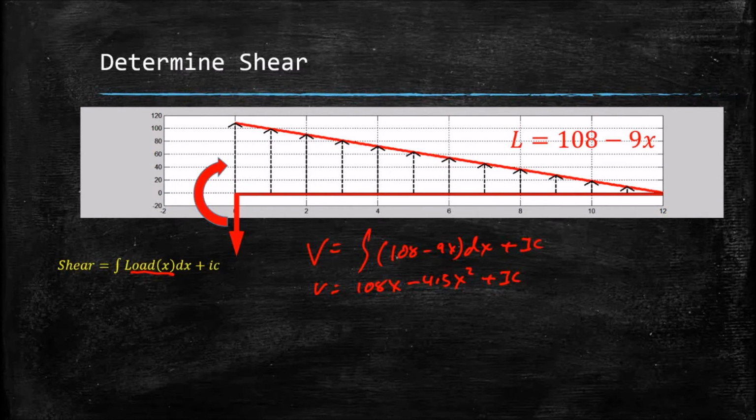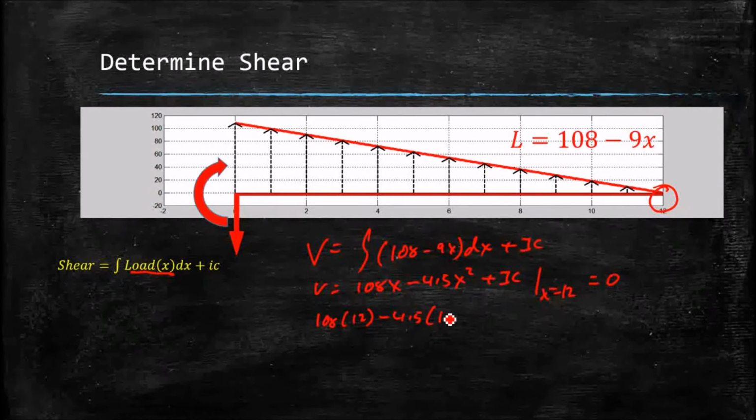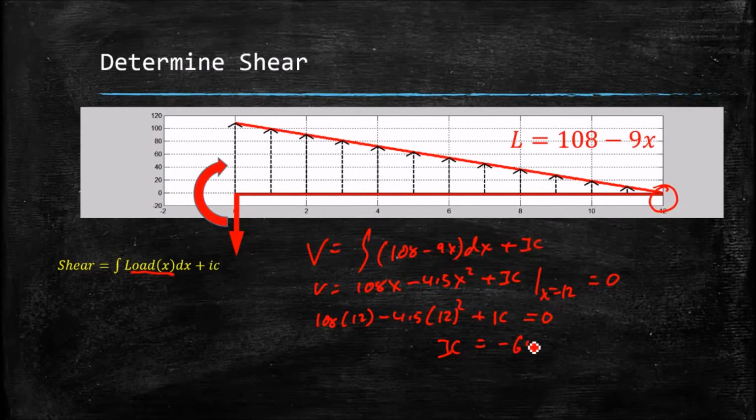And I know that the shear load, when I get all the way out here to the end, has to be 0, right? Because there's no forces beyond that. It just everything fades away into the sunset. So I know that if I evaluate this at x equals 12, this should be equal to 0, because at the end my shear is equal to 0. So I get 108 times 12 minus 4.5 times 12 squared plus the initial condition equals 0. And when I run that all out, I get my initial condition equals minus 648, and the units here are pounds. I don't know that I mentioned that before.